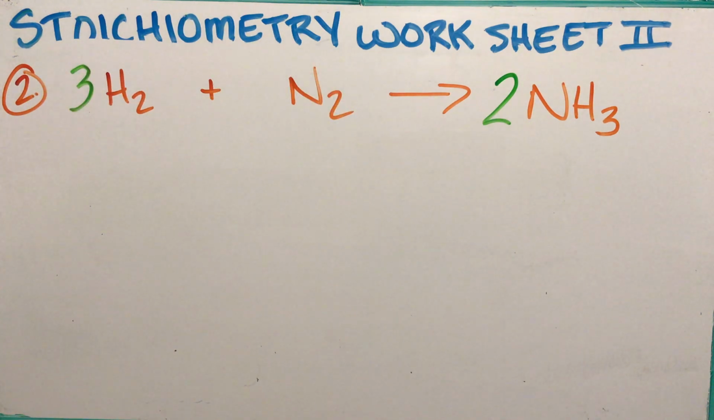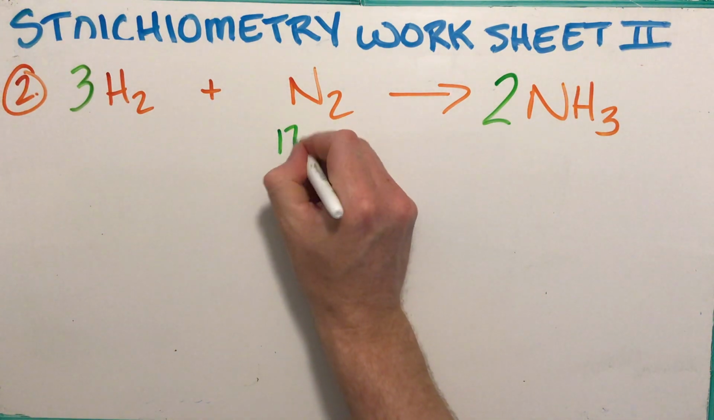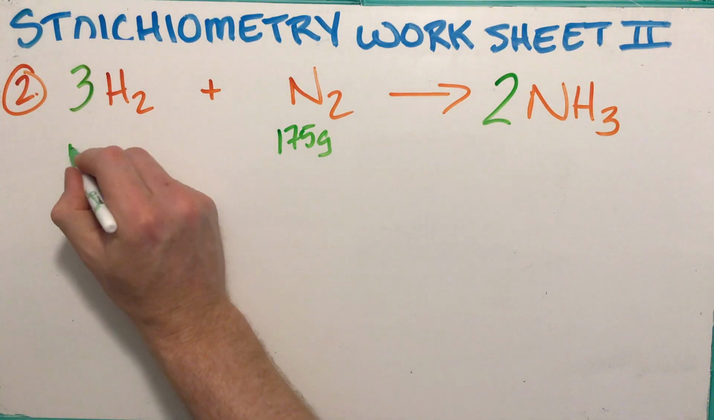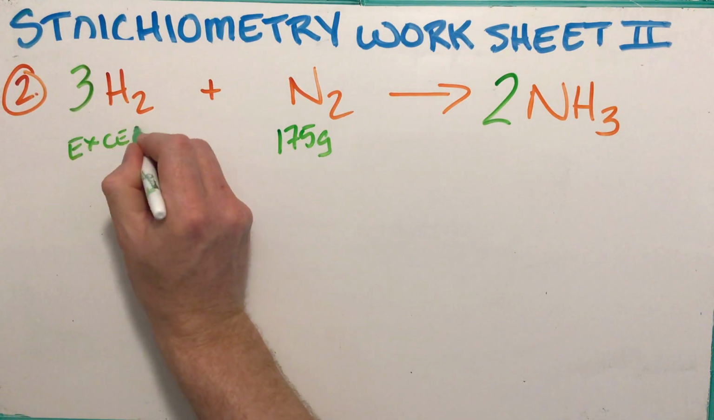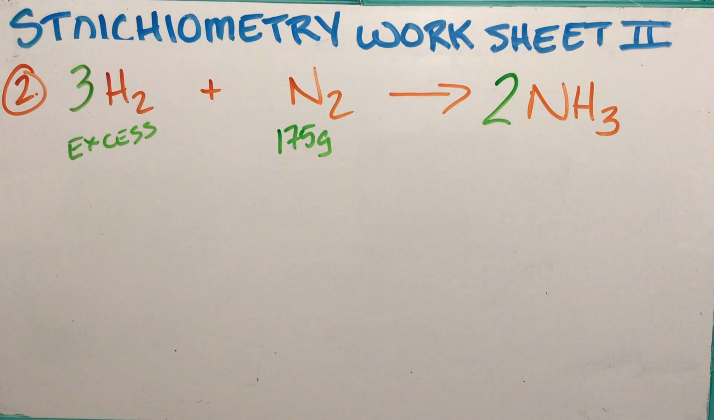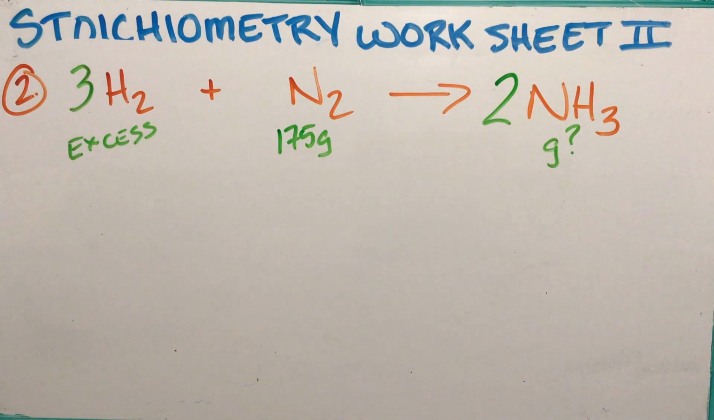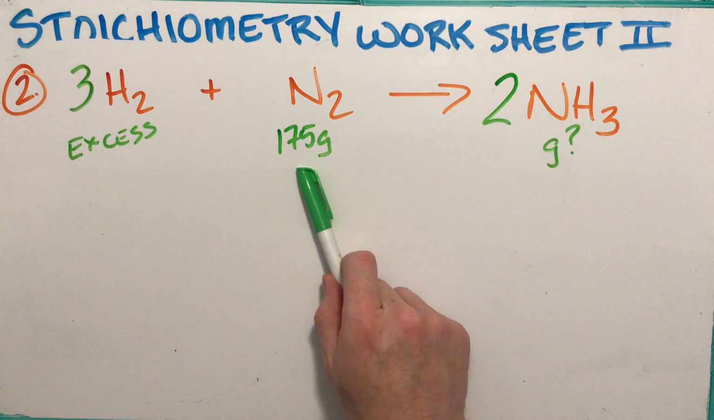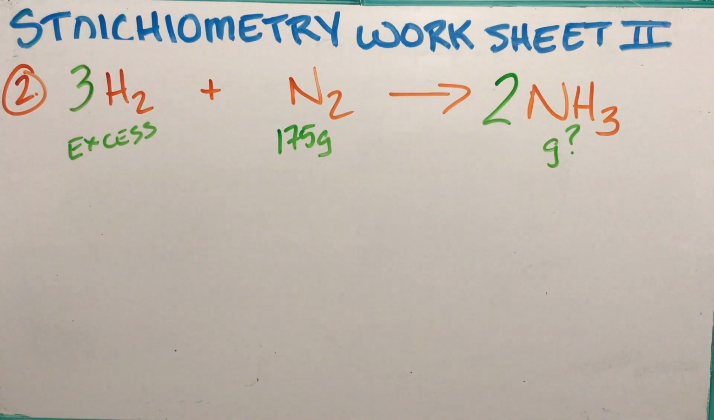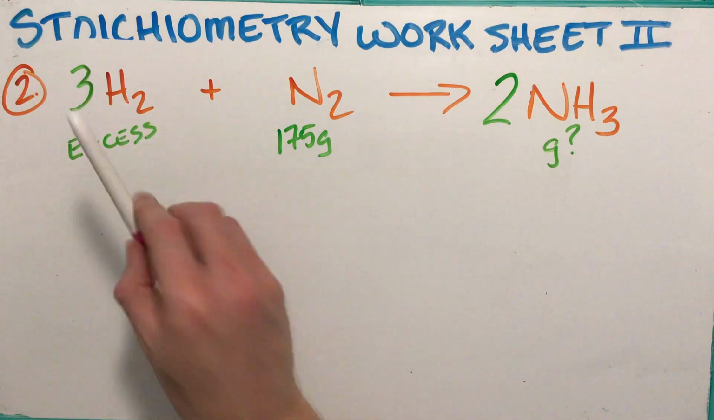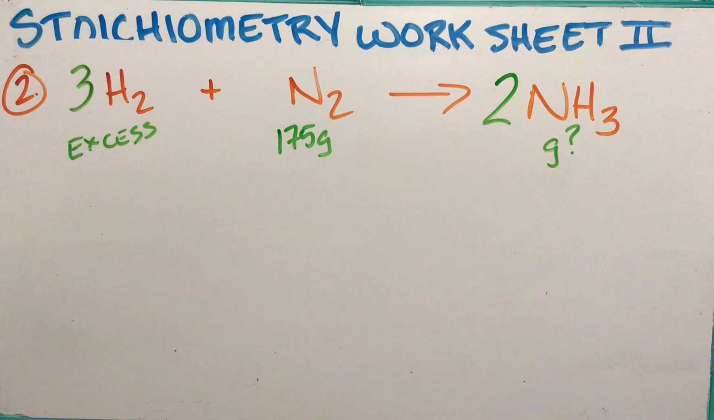This is how I make that product. And it says I have 175 grams of this, which means I must have an excess of this, a whole bunch of that left over. And it wants to know what mass of ammonia can be made if I have 175 grams of nitrogen gas and a whole bunch of hydrogen, which means my nitrogen will run out first. I'll have tons of this, so this will kind of limit how much of that I can actually make.